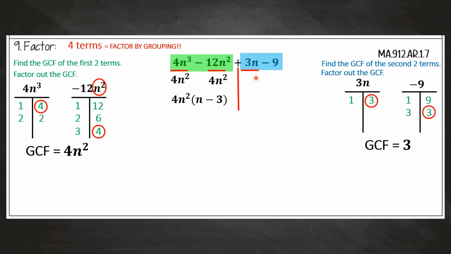I'm going to factor out that GCF from the second 2 terms. When I do that, I get a positive 3 multiplied by n minus 3. Now I can factor out the n minus 3 because they are the exact same parentheses. And I'm left with 4n squared plus 3 as the remainders in my second parentheses.